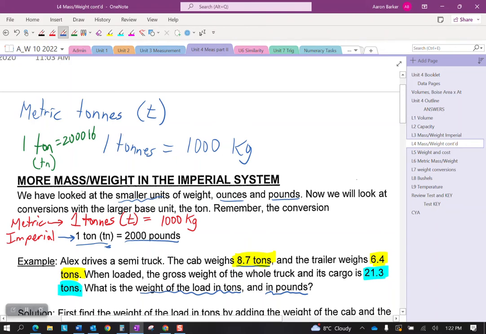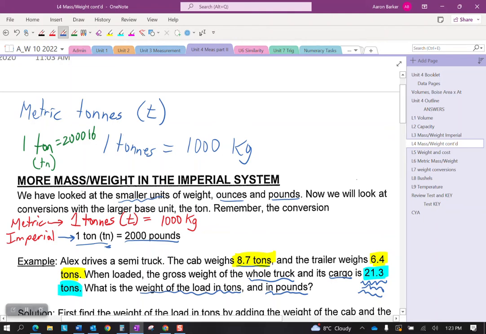When you load the truck up, you have to drive over one of those scales. On the scale, it says that everything, the gross weight of the whole truck, so both parts, and the cargo is 21.3 tons. The question is, what is the weight of the load in tons and in pounds?